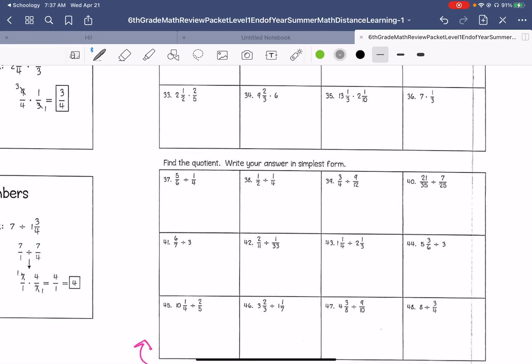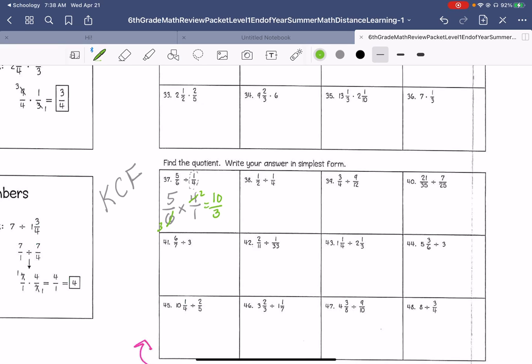With dividing, remember there's keep, change, flip. Change division to multiplication, and you find the reciprocal of 1/4, meaning you're just flipping it. 4 over 1. If you know how to simplify this, cross reduce, you can. 2 goes into 4 twice. 2 goes into 6 3 times. Multiply it straight across. 10 over 3.